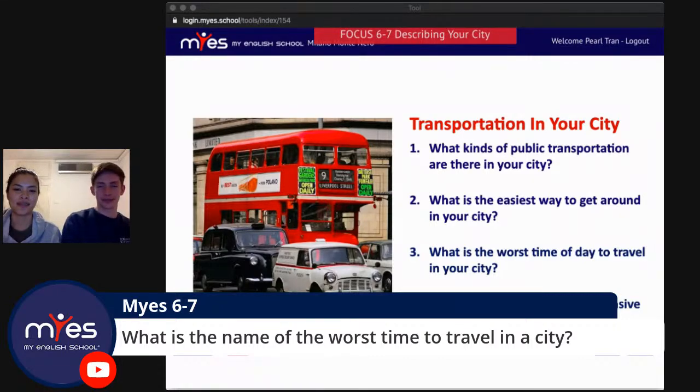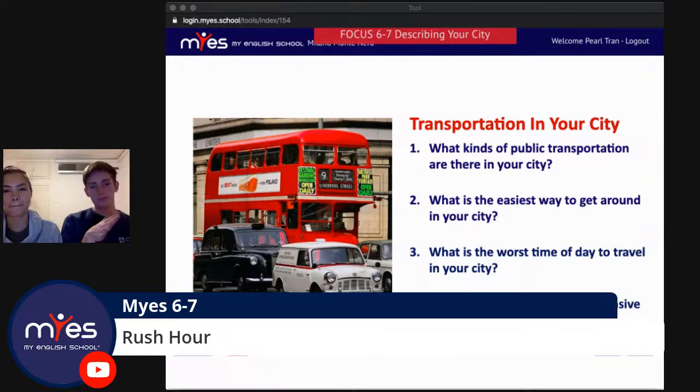So, shall we tell them? Yes. It's called rush hour. It is the hour, more or less, before work and the hour after work when everyone travels. It comes from the verb to rush. When you want to travel very quickly, you rush. So it's rush hour.